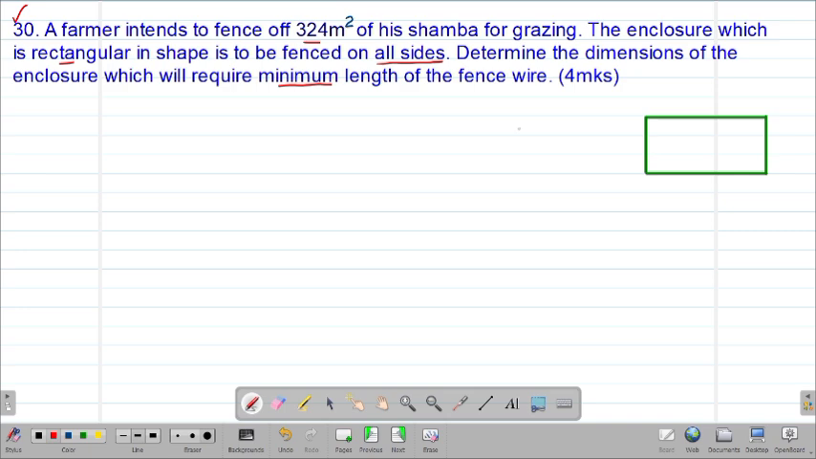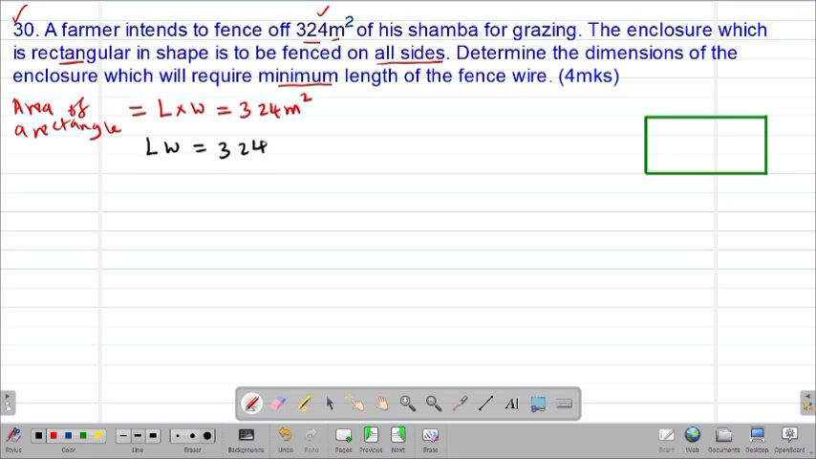So of course we start with the information that we are given. We are told that a farmer intends to fence off 324 square meter of his particular shamba. Of course, square meter, these are the units for the area. Then we are told that the shape is rectangular. Therefore we'll say the area of a rectangle, of course the shamba is rectangular, will be given by length multiplied by the width. Then we are told that this particular area is equivalent to 324 square meter. So from this equation we can say that length multiplied by width is giving us 324 square meter.